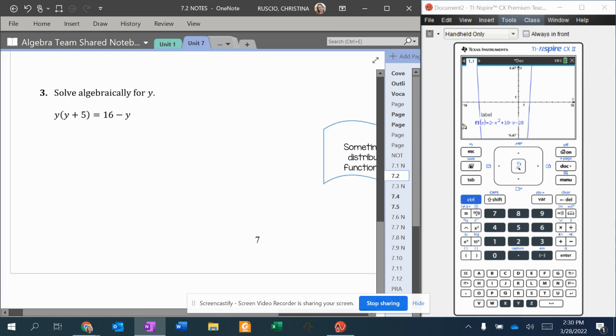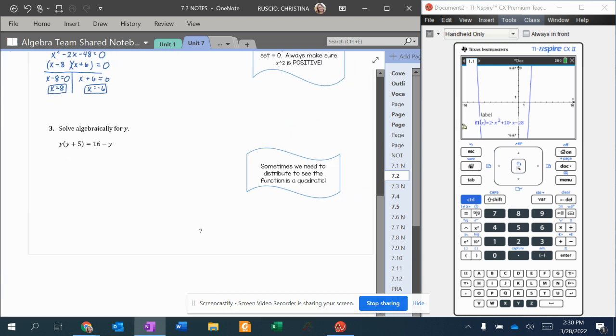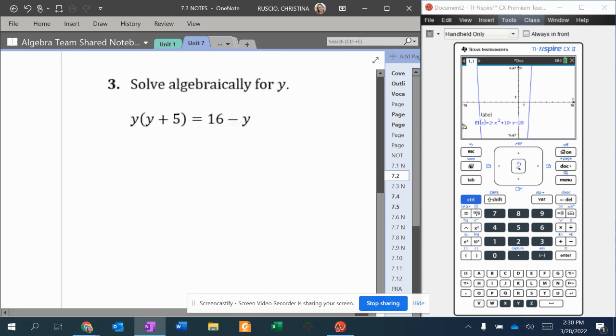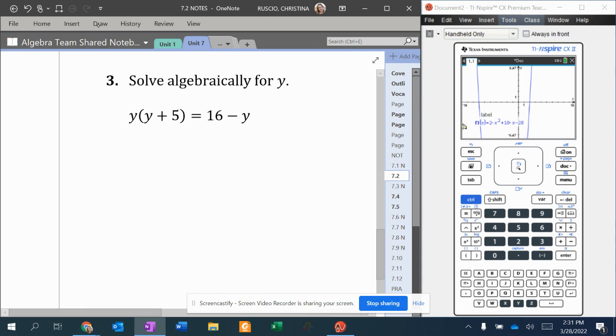Okay, solve algebraically for y. Well, this is confusing because we usually don't solve for y, but it's written like a quadratic. So sometimes we have to distribute to see the function is a quadratic. Oh yeah, look at that. This doesn't even look like a quadratic right now. Well, we probably need to do some undoing. Y times y is y squared. There she is.